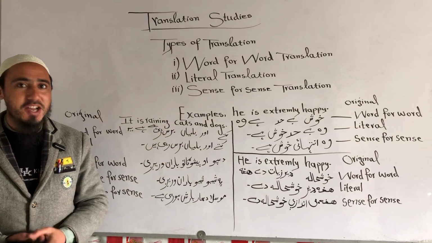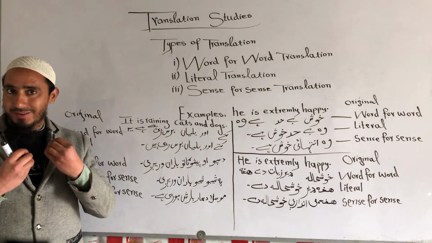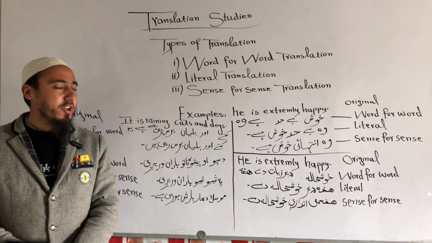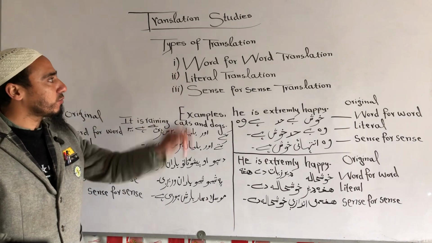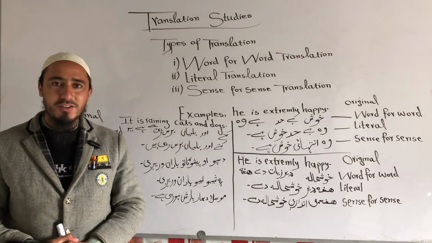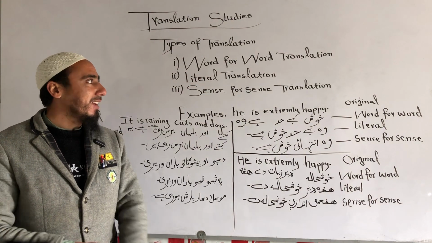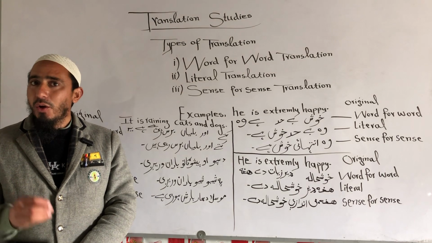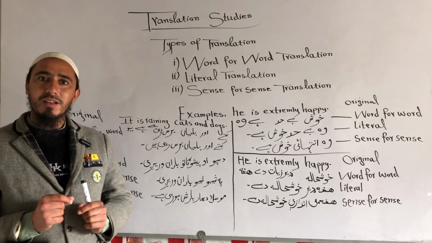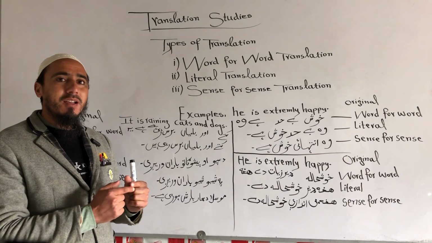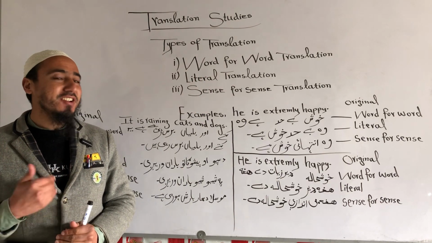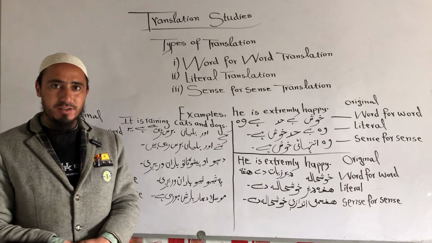Remember, there are so many types of translation. We will discuss them with the passage of time. However, today we are discussing only three of them in detail. The first one is word for word translation. What is word for word translation? How is it different from literal translation? Word for word translation is a type of translation in which the word of the source text is transferred. It is converted into the target language.